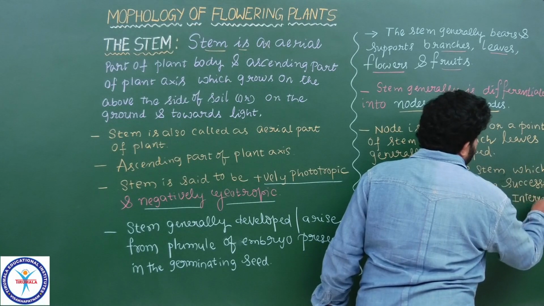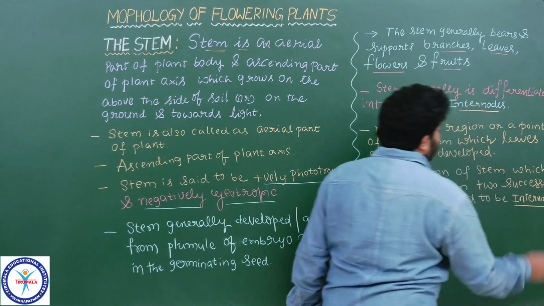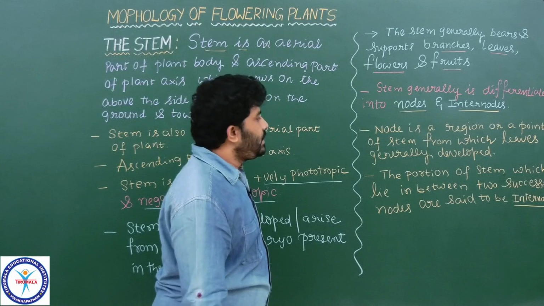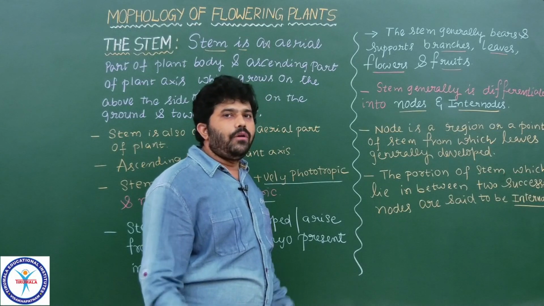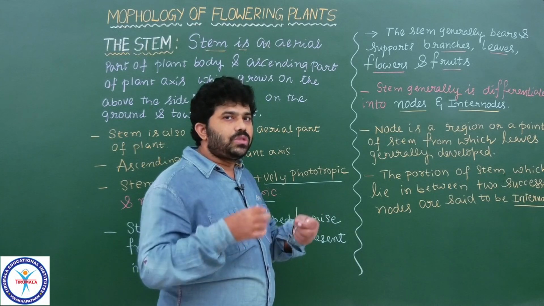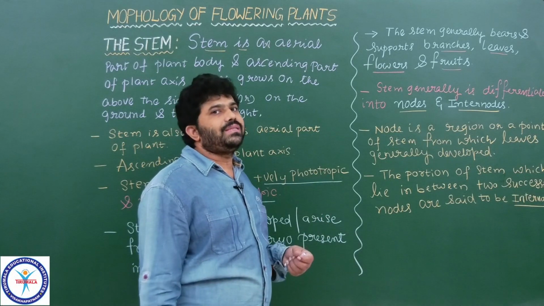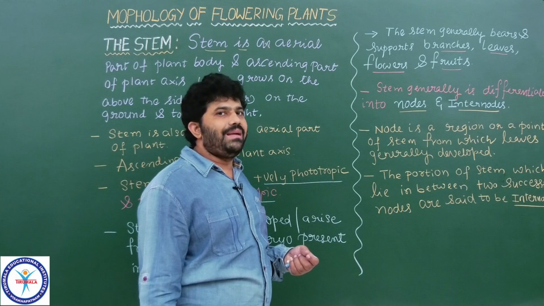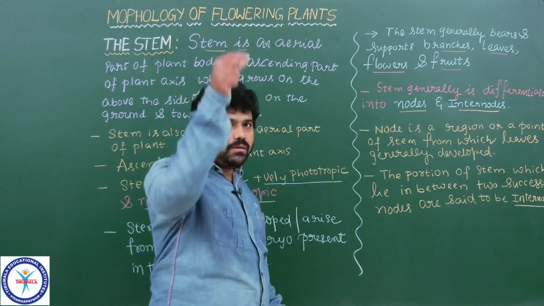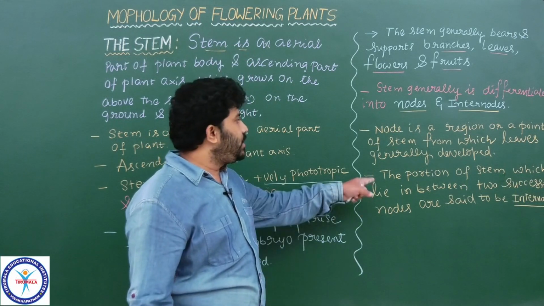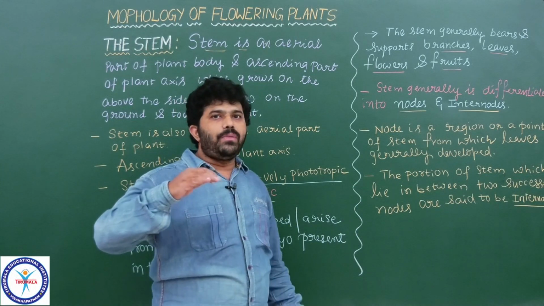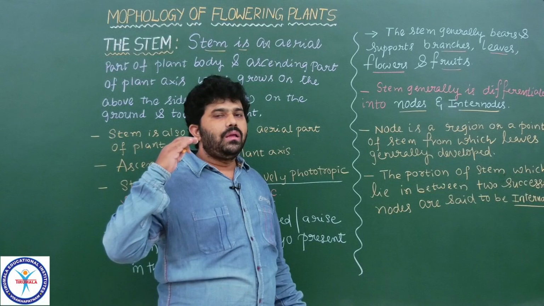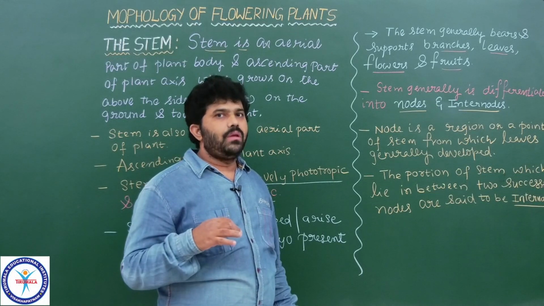Now you got the point, students. Internode, please remember. So node and internode are the appropriate differentiation of structures which construct the ascending part of the plant axis as stem. The stem is continuously differentiated into nodes and internodes. Understood? The node which is first formed near the soil is the fully matured node.